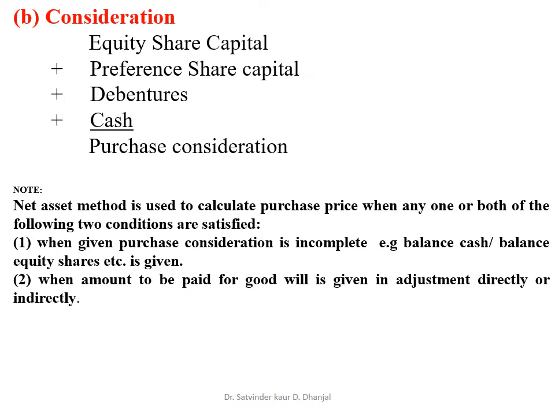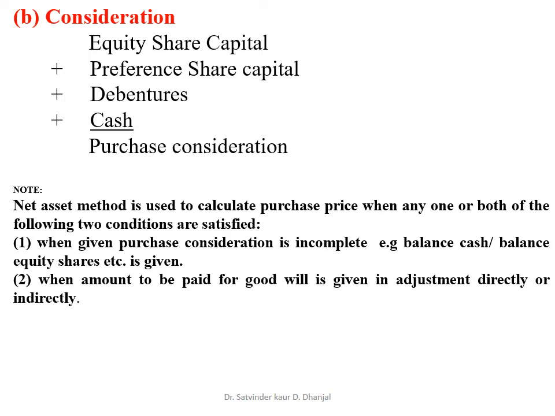Second, when amount to be paid for goodwill is given in the adjustment directly or indirectly. डायरेक्ट वे या इनडायरेक्ट वे में गुडविल आपको adjustment में दिया गया है. So this is the note which you have to keep in your mind. So here the step 1 is over. The step 1 is about calculation of purchase price on the basis of two methods, that is your net asset and consideration method.